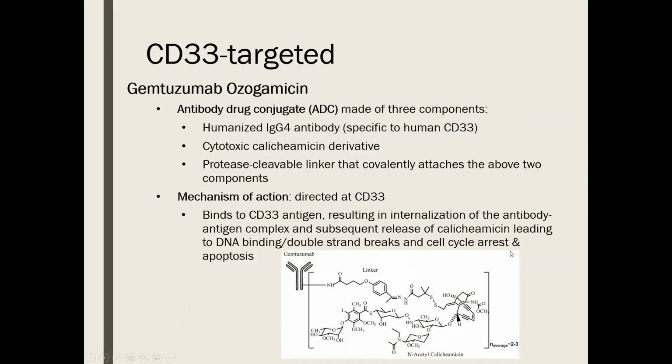Moving on to a very interesting case of an antibody-drug conjugate is gemtuzumab ozogamicin. Again, an antibody-drug conjugate targeting CD33, with a calicheamicin derivative, which is cytotoxic, and then, of course, your protease-cleavable linker. This binds to CD33, again internalizing that complex, releasing the calicheamicin, and then causing DNA binding and double-strand breaks, and cell arrest and apoptosis. Here's your structure if you're terribly interested in the calicheamicin structure.